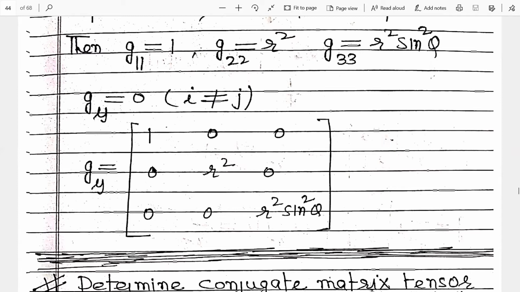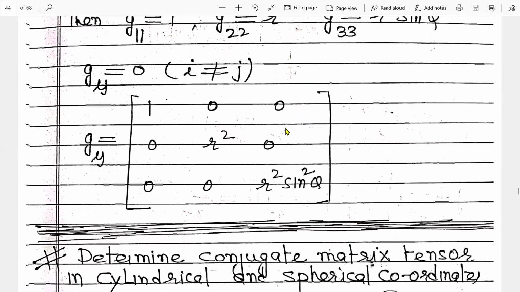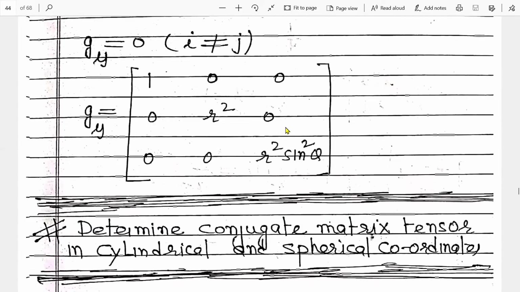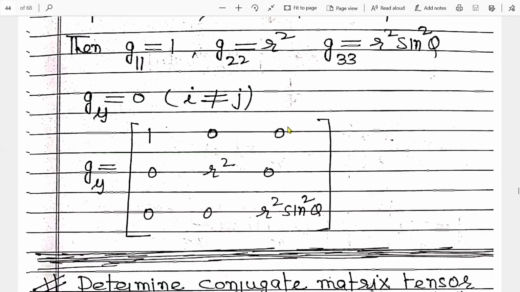In this way we can find the metric tensor for any ds square, that is, for any coordinate system. Now our next step: having found the metric tensor, our aim is to find the conjugate or reciprocal tensor of the fundamental metric tensor.